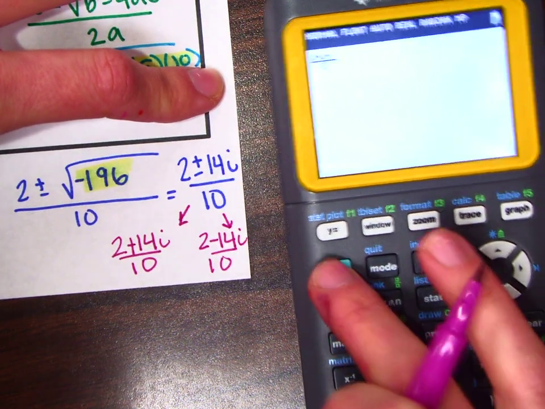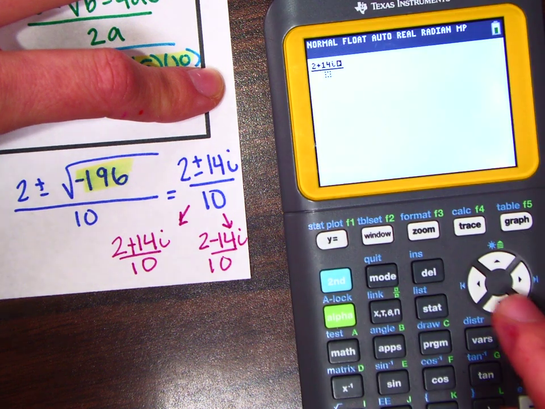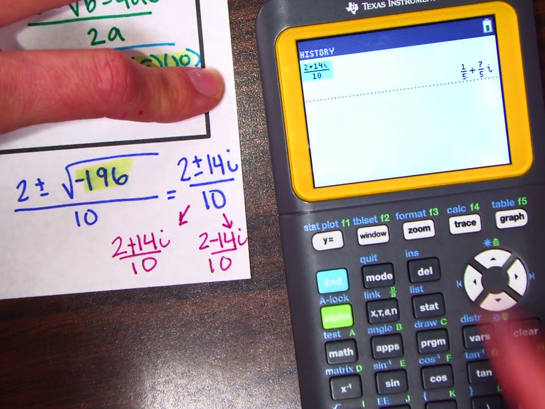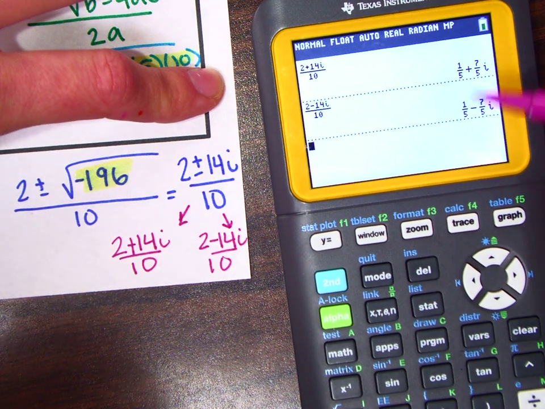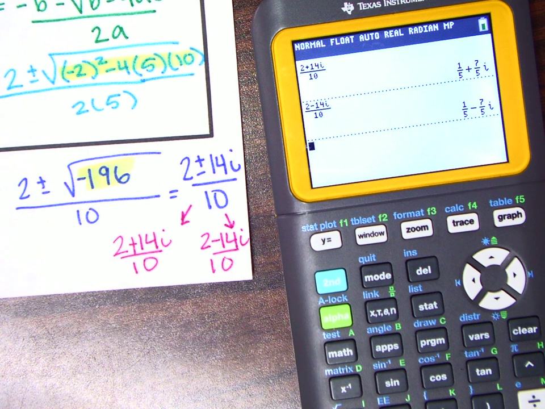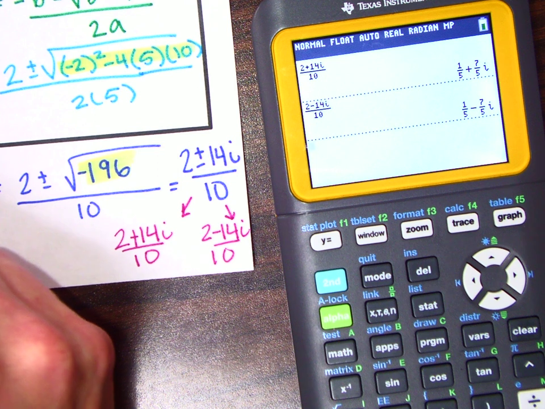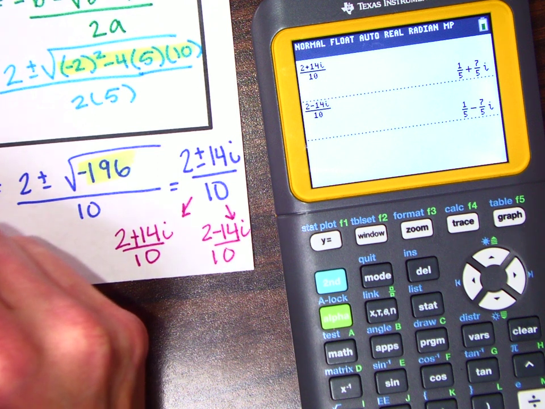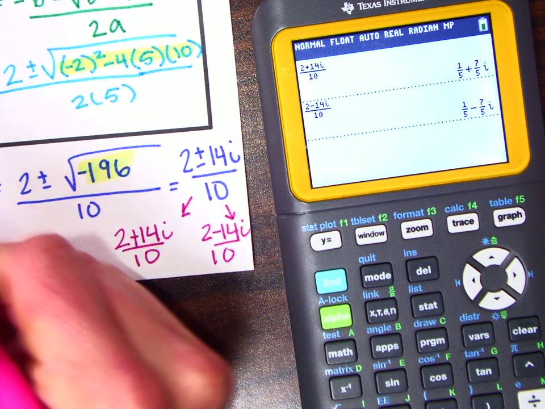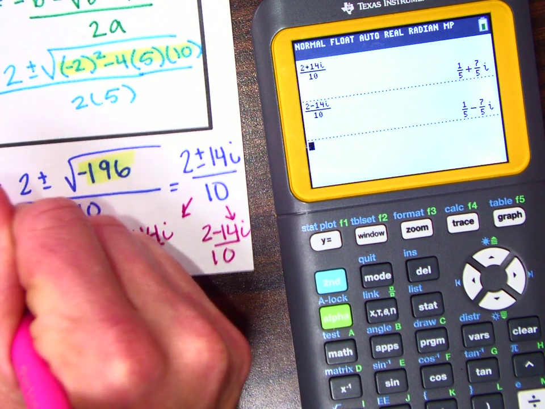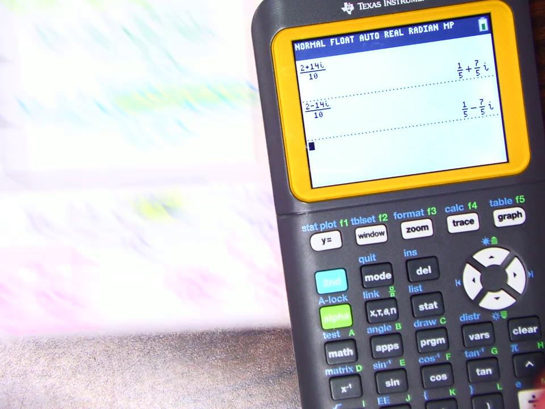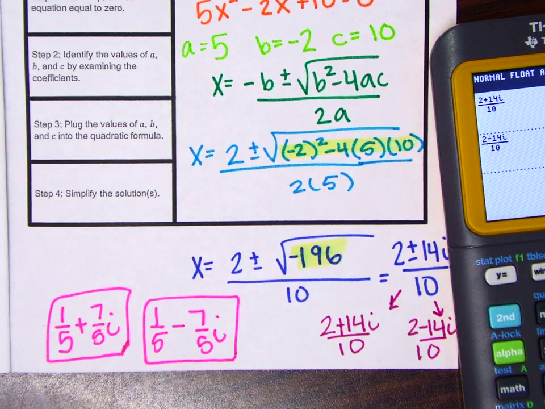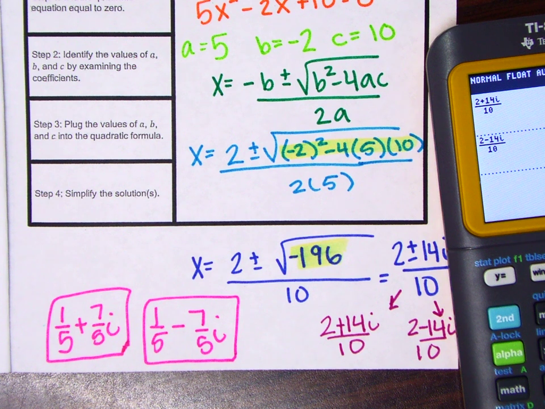2 plus 14, the i is second decimal point, over 10. And then I'm going to come over here and change that to a minus sign. So these two guys are my answers. All right, so my answers on this one are going to be 1 over 5 plus 7 over 5i and 1 over 5 minus 7 over 5i. So if it is an even root, you have to type them in. And those are all the ways that we learned how to solve quadratics.